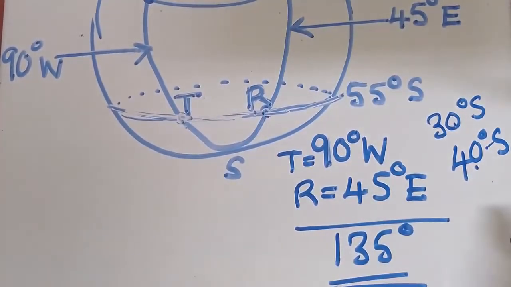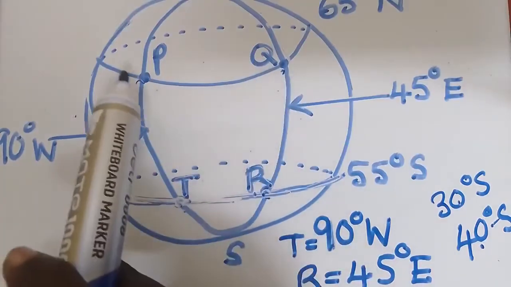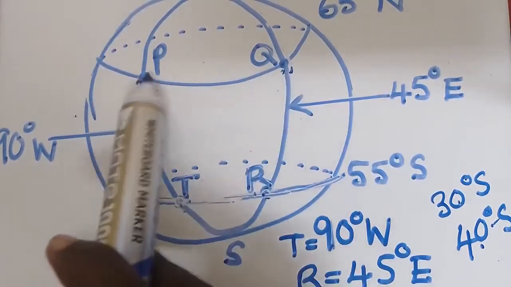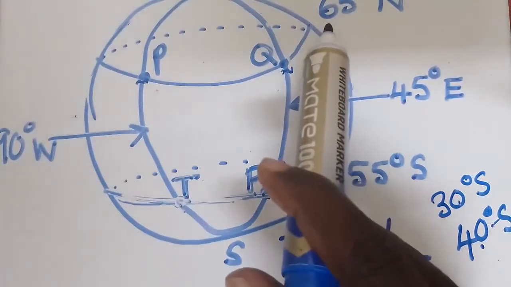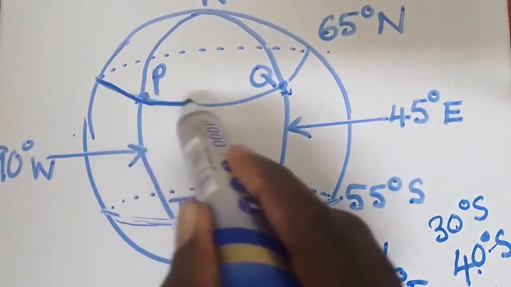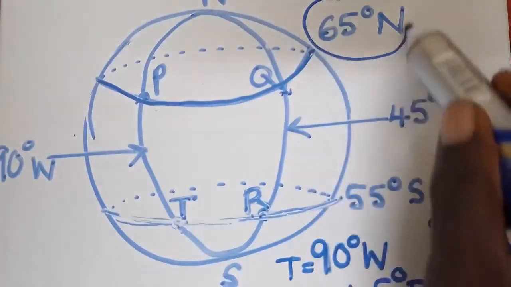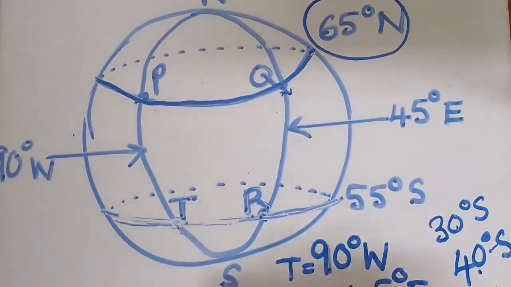Now the other question was to calculate the distance PQ. This is the distance PQ along the 65 degrees north latitude, on this latitude. So they want you to calculate this distance which is on the latitude you are given.